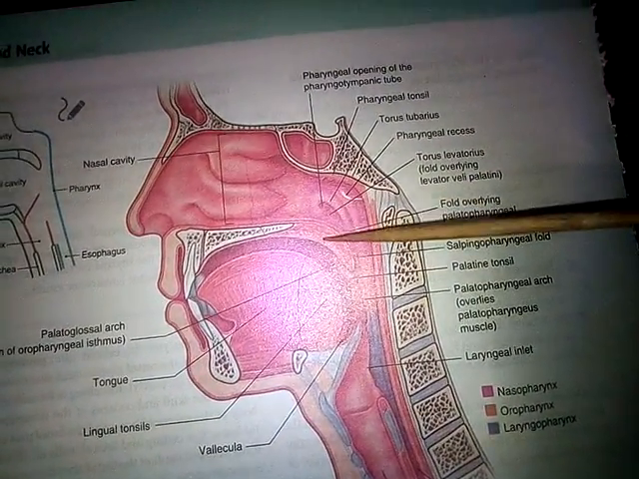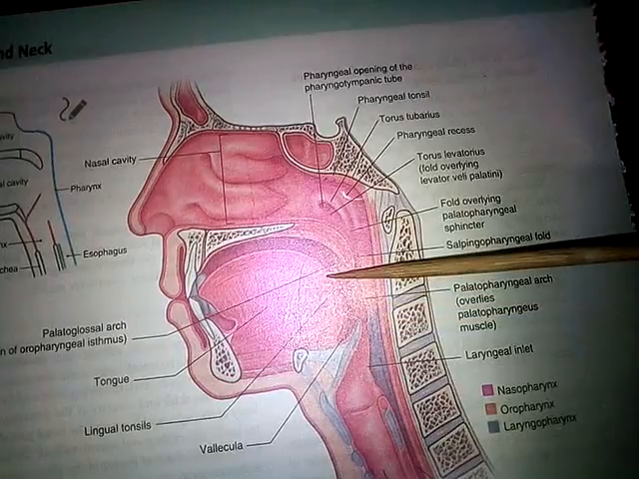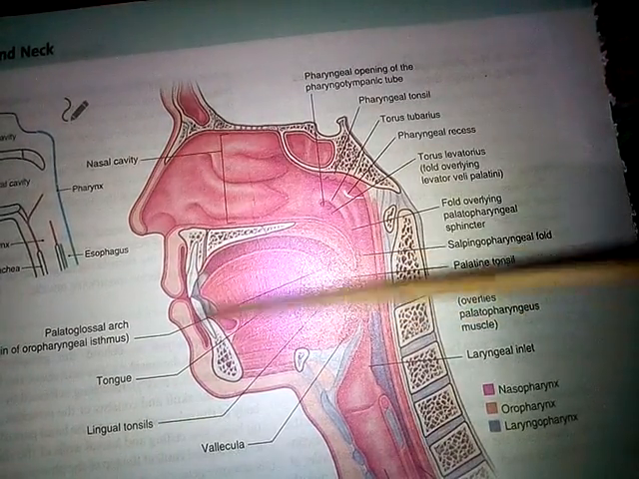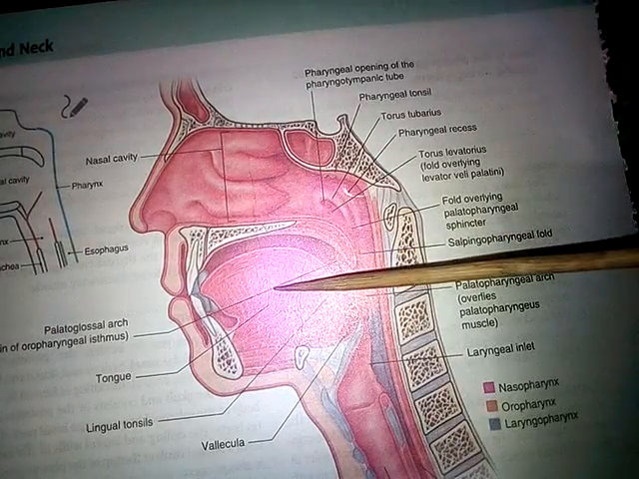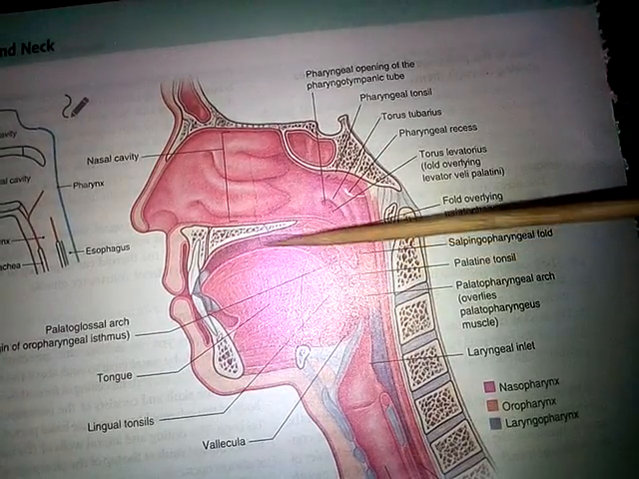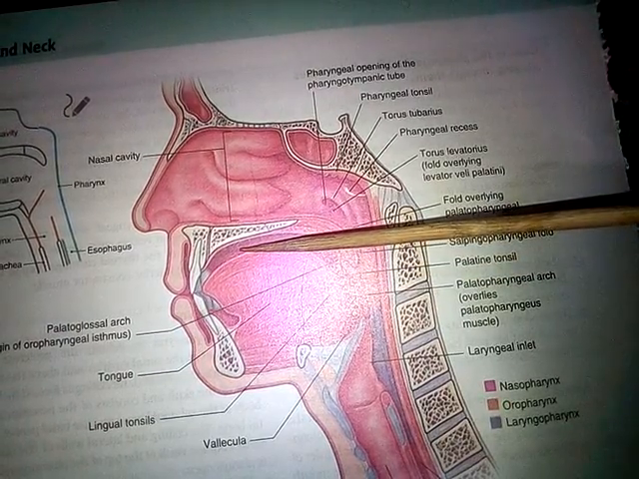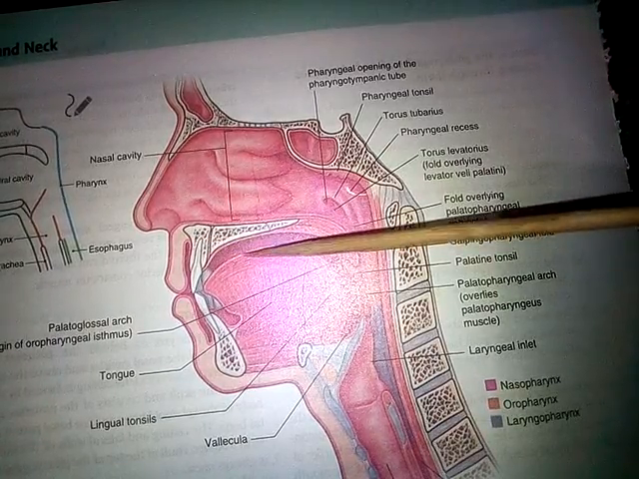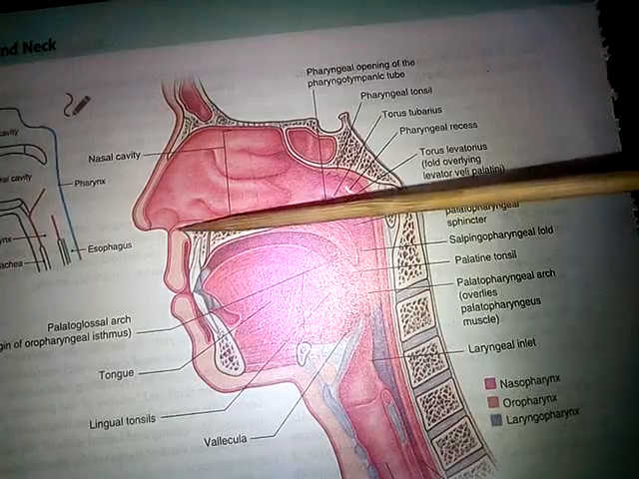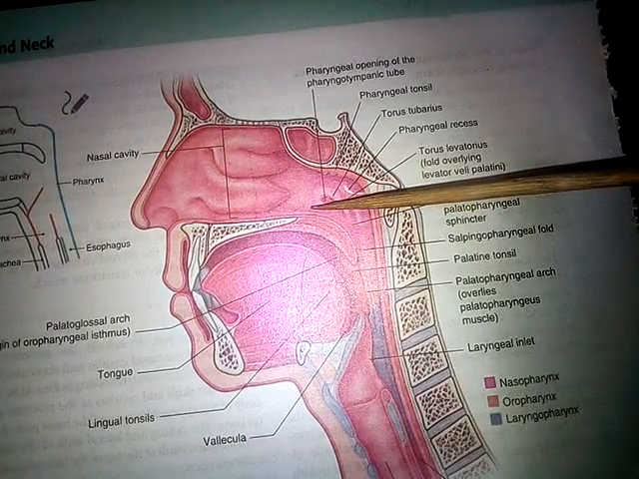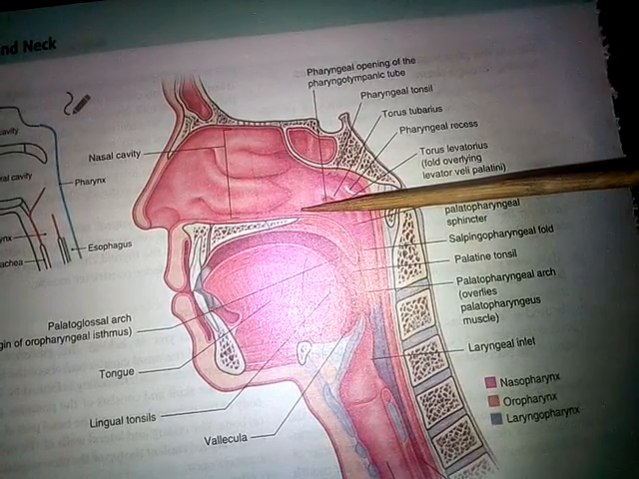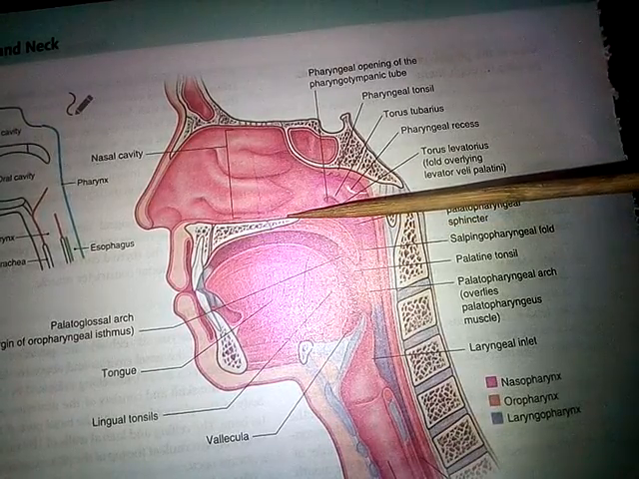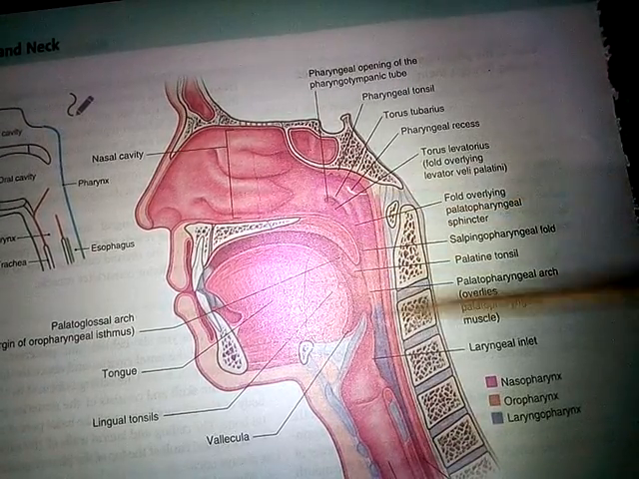Now, this is the real view. This one is the vestibule. This is tongue. This one is the oral cavity proper. The partition between oral cavity and nasal cavity is called palate. It is not pronounced as plate, it is palate. Clear? And this one is the pharynx.